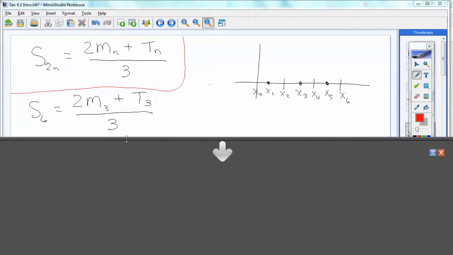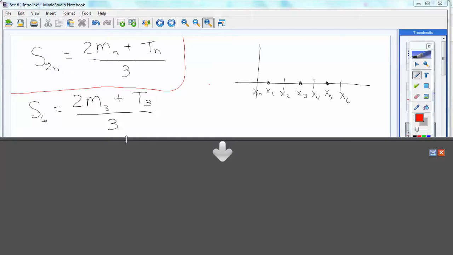That's why there's a 2N there. Remember, we said Simpson's is always even. So if I want to do a weighted average with an M3 and a T3, that gives me an S6. If I do an M4 and a T4, that gives me an S8. If I do an M5 and a T5 and do a weighted average, that gives me an S10. That's why Simpson's is always going to be even.